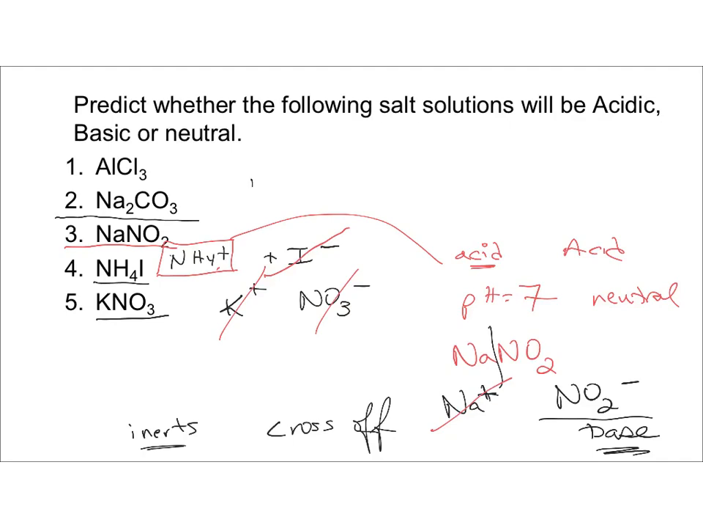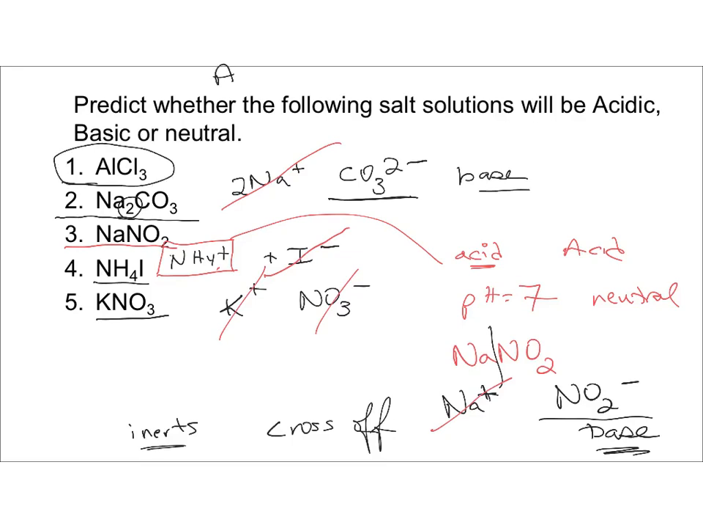Na2CO3. Well, Na2CO3 is made up of 2 Na pluses. Again, this little 2 here tells us how many of those we've got. And CO3 2 minus. Sodium, we know, is inert. Carbonate is negative. It is our anion, which means it's going to be a base, and our solution will be basic, leaving us with the last one.